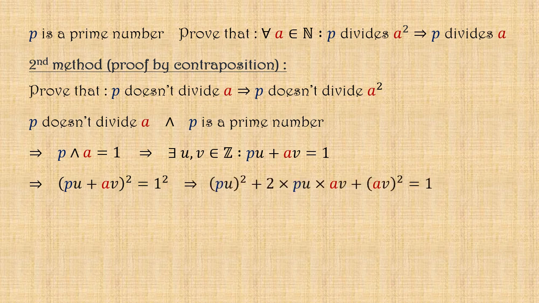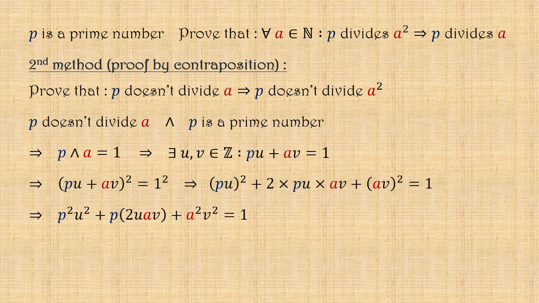This means that p multiplied by u all squared plus 2 multiplied by p multiplied by u multiplied by a multiplied by v plus a multiplied by v all squared equals 1. Which implies that p square multiplied by u square plus p multiplied by 2 multiplied by u multiplied by a multiplied by v plus a square multiplied by v square equals 1.